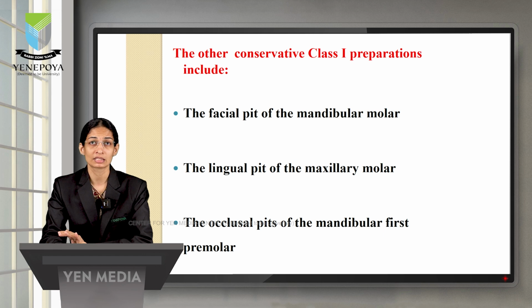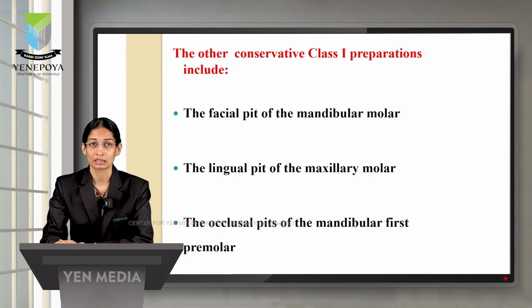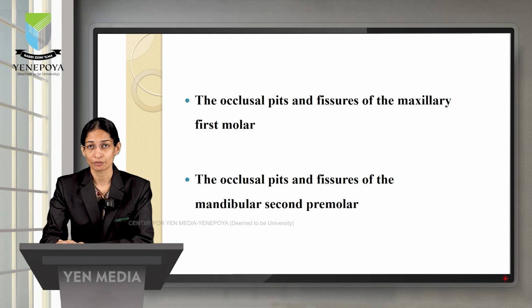Now, what are the other conservative class 1 preparations? This includes cavities on the facial pit of the mandibular molar, the lingual pit of maxillary molars, the occlusal pit of the mandibular first premolar, the occlusal pit and fissures of the maxillary first molar, the occlusal pit and fissures of the mandibular second premolar.